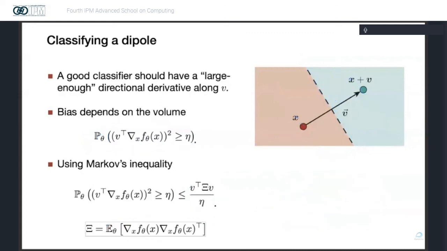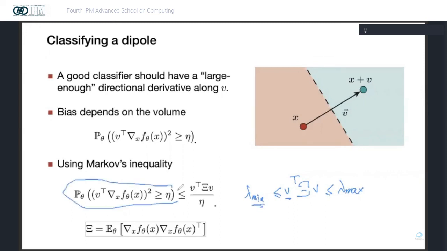Just to remind you how this connection is established. This quantity V transpose psi V is lower bounded by the minimum eigenvalue of psi and upper bounded by the maximum eigenvalue of psi. So if V is aligned with the minimal eigenvector of psi, then this probability would be small, meaning there are not many solutions where the gradient with respect to the input is aligned well with V. So it would be hard to train a network on such a data set. On the other hand, if we align V with the maximal eigenvector of psi, then the bound would be large, meaning it's more likely to find solutions for a data set whose discriminative direction is aligned with the maximal eigenvector.